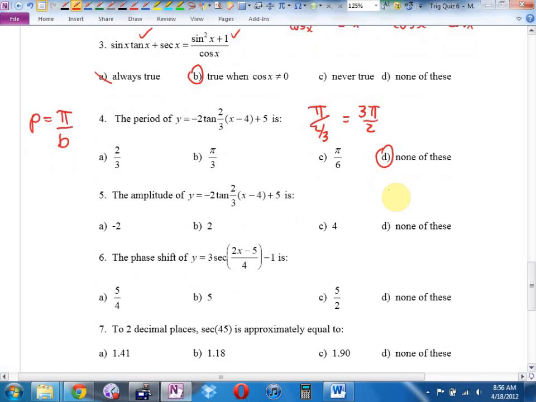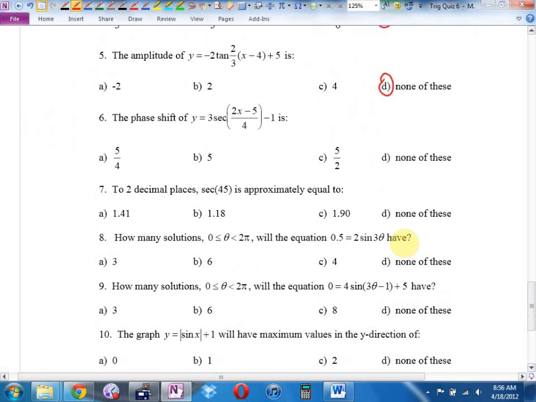Because, as it turns out, number 5, the answer is also none of these. Why is the answer not 2? Yeah, tangent doesn't have an amplitude. It shoots up and down to infinity. Looks like John Travolta doing a little disco move, right?